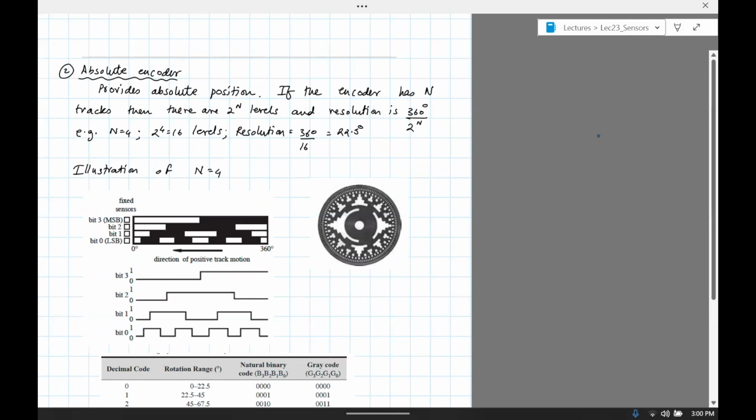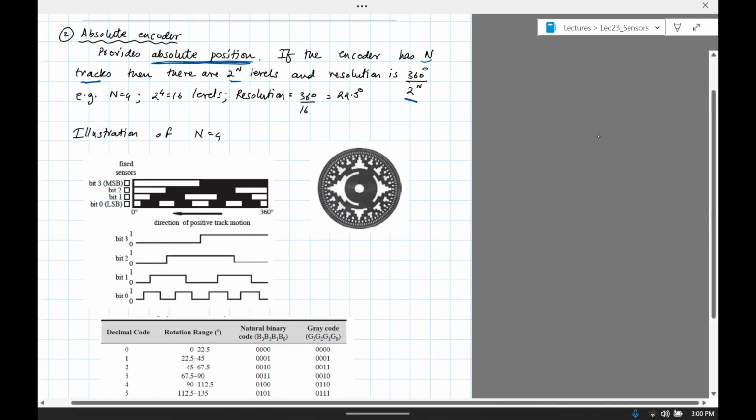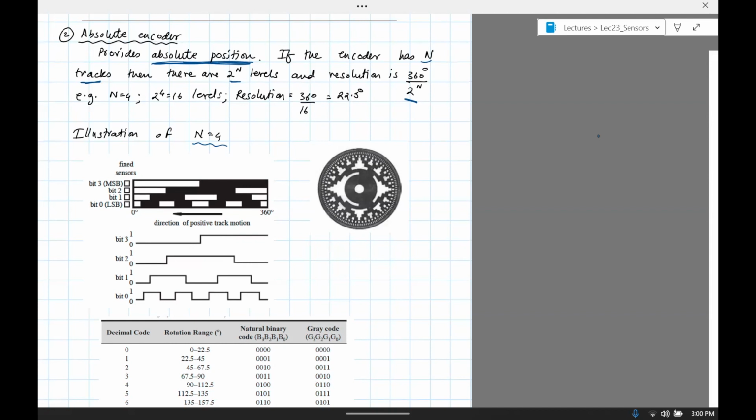An absolute encoder provides absolute position, so it will remember its 0 position. It has 2^n levels, where n is the number of tracks. Okay, if there are n tracks, then 2^n levels, and the resolution is going to be 360 divided by 2^n. So here is an example of n equals 4. This is what the track will look like. Here is an example of a section of the track.